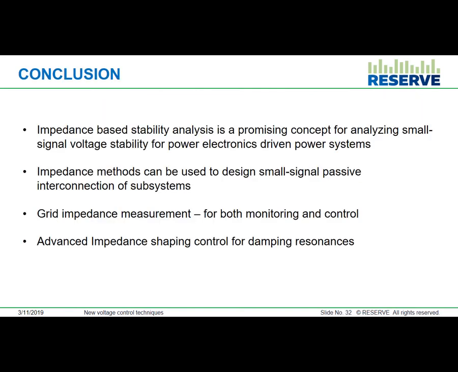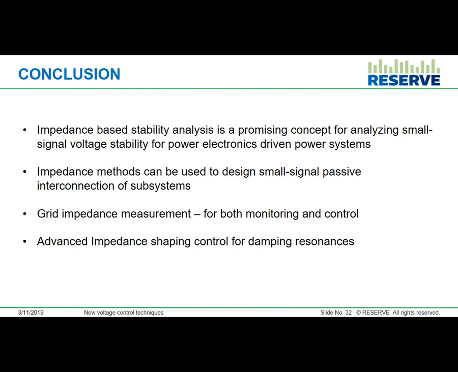So to conclude, the impedance-based method is a very promising tool for analyzing small signal stability. You can design interconnection of many power electronic converters, because that's where we are heading to. We want to have passive interconnections, because passive means you reject noise and try to not react to noise or harmonics. So passivity is always good.